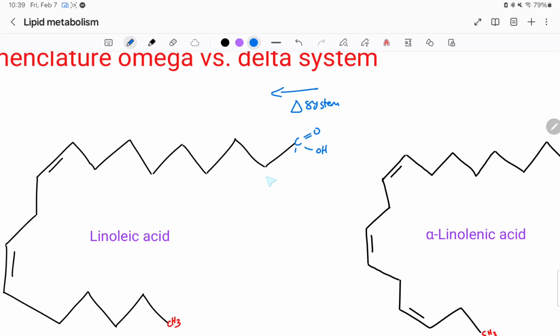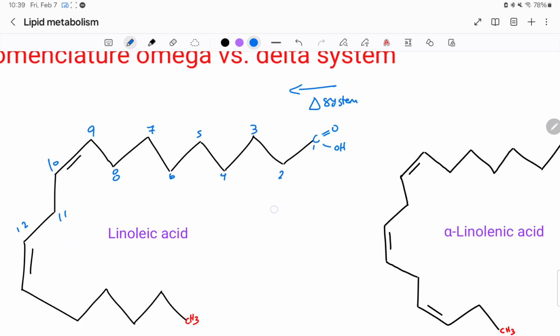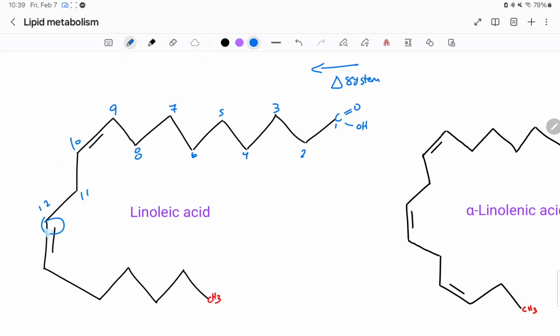So I start going 1, 2, 3, 4, 5, 6, 7, 8, 9. Pause. At the 9th position, my first double bond is present. Okay, remember that: 9th position, first double bond. Let's keep going. 10, 11, 12. Stop. You found your second and last double bond.